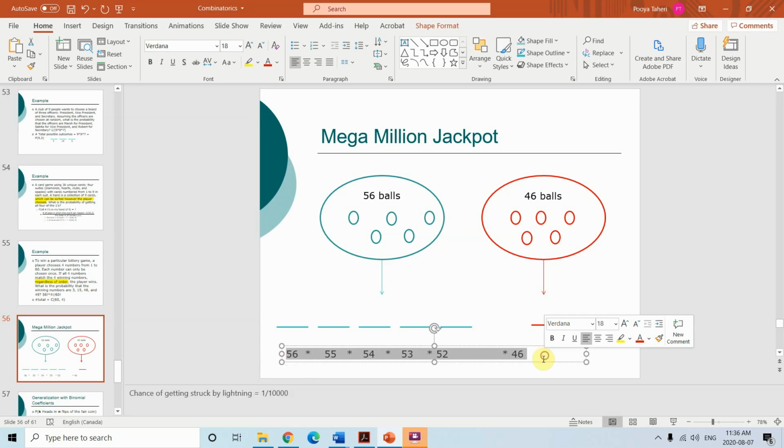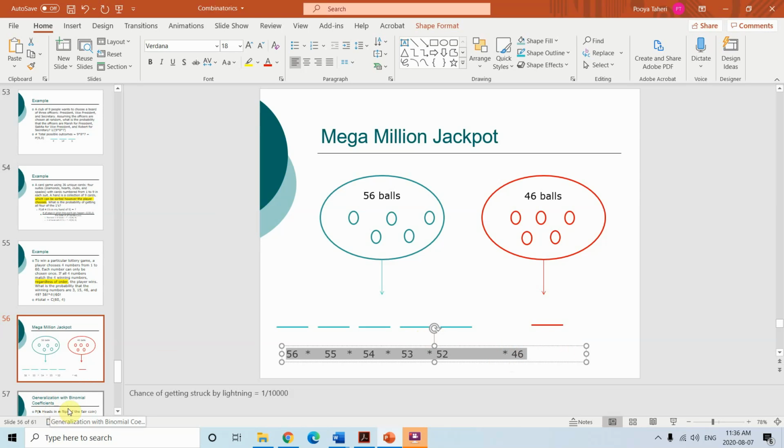What is the probability of hitting the jackpot, right? The winning sequence is going to be only 1 out of these many, right? So the probability of hitting the jackpot is going to be 1 over this number. Okay, it's a very small number.